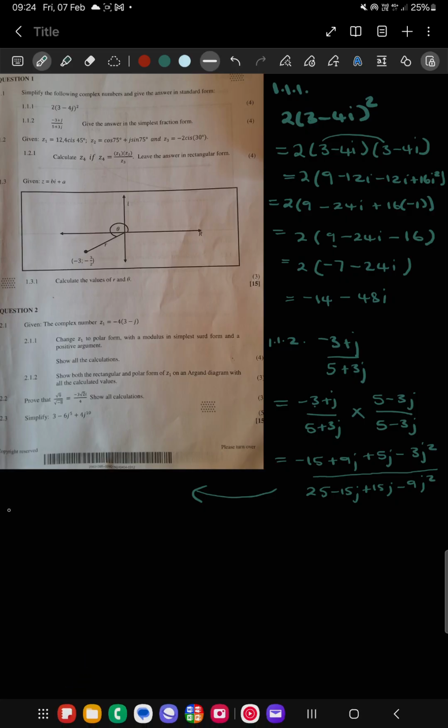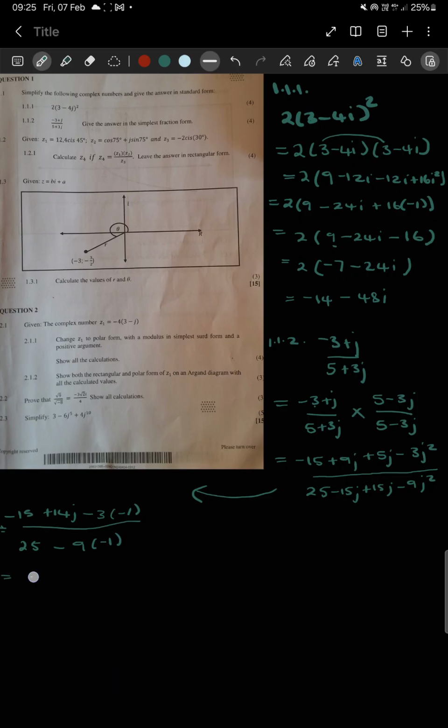Right, so we're going to now add our like terms. Negative 15 has no like term at the moment. Then 9i plus 5i, that's 14i. Minus 3i squared is minus 1 over 25. The like terms minus 15i plus 15i, that's 0. So minus 9i squared. I'm going to change the i squared here to negative 1.